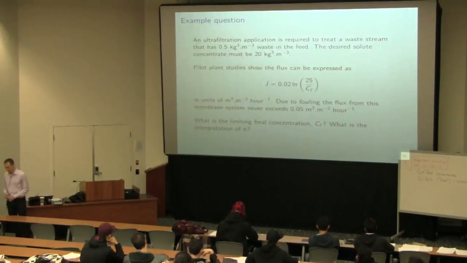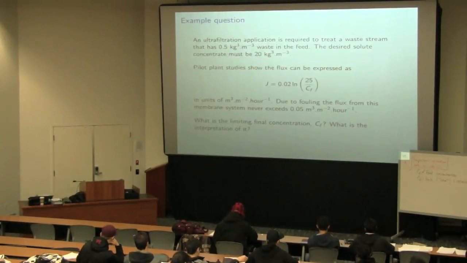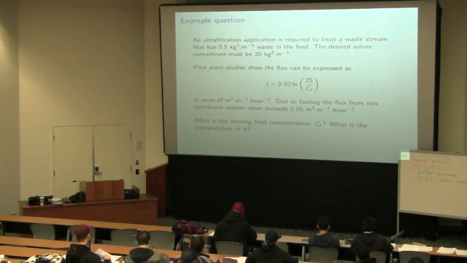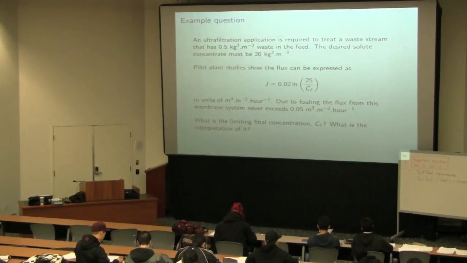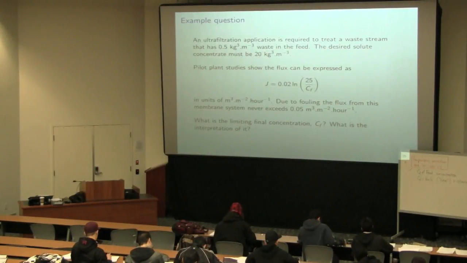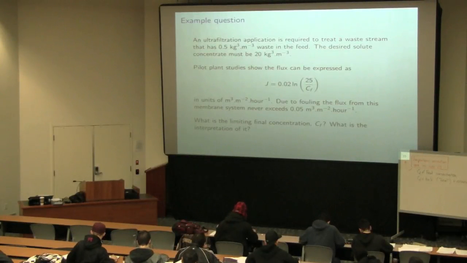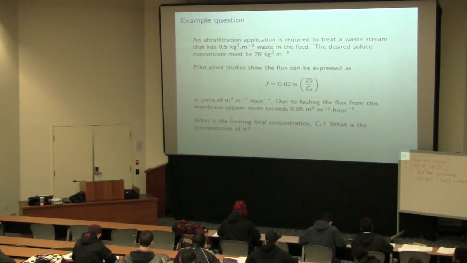Okay, so let's do a quick question here. I'd like you to work on this for a few minutes. It should take you about 5 minutes or so. Let's take a look at what this question is asking. We're looking at an ultrafiltration application, and we're treating a waste stream that has half a kilogram per meter cubed of waste. That's my solids concentration in my feed. In the slides you may have originally, you've got 0.5 grams per liter. It's the same thing: 0.5 kilograms per meter cubed.